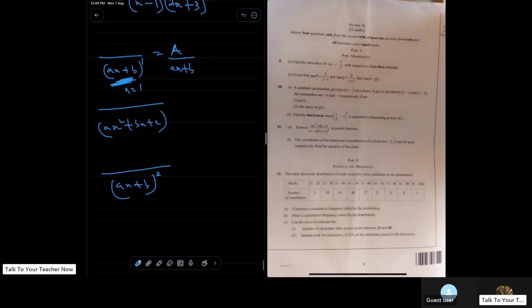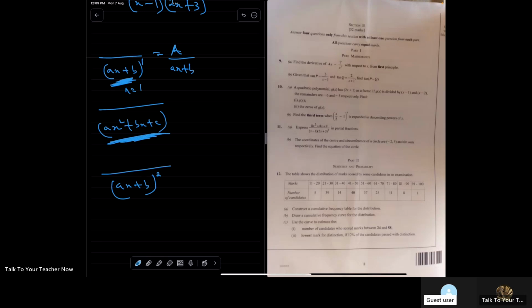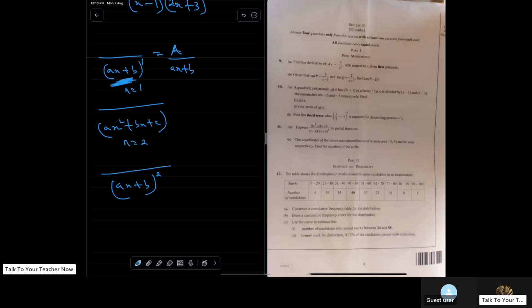But look at this second factor. What's the degree of this second factor? 2. Yes, n equals 2. Degree is 2. So the numerator of its partial fraction will be of degree 1, and a polynomial of degree 1 is a linear expression. So if you are writing the partial fraction for this one, the denominator is a polynomial of degree 2, ax squared plus bx plus c. The numerator will now be ax plus b. This is the most general form of a linear polynomial, or a polynomial of degree 1.